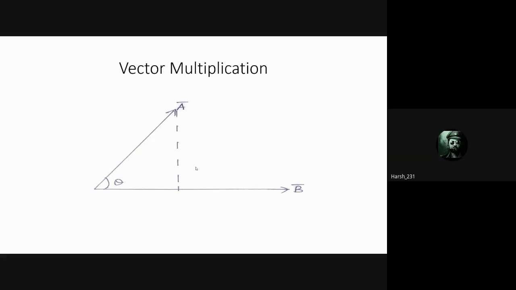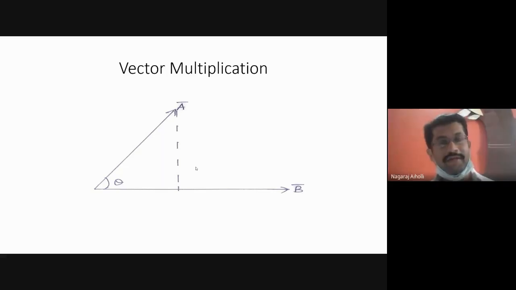Sir, magnitude of A into magnitude of B. Yes, the magnitude of A into the magnitude of B. What about the cos angle? Cos theta is how much now? 1, sir. Cos 0 is 1, because the angle between A bar and B bar is 0. Therefore, the cosine of angle 0 is 1.